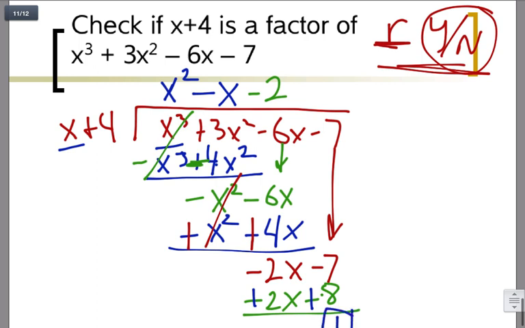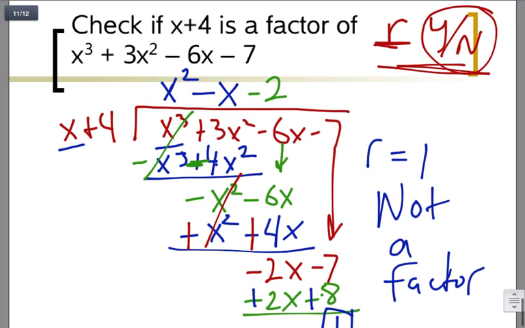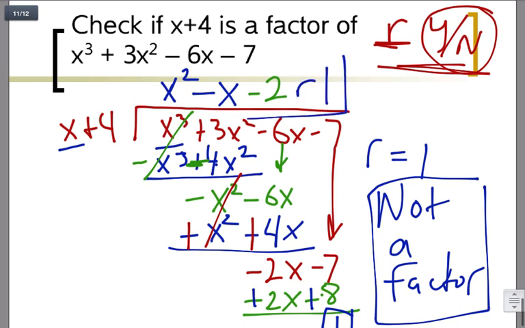Now again, because there's a remainder of 1, it means this is not a factor. The only way to have a factor is if there is no remainder, because that means it goes in evenly. So this has a remainder of 1. If you have a remainder, it's not a factor. If there is no remainder, then it is a factor. So that's all you're actually checking for. So it means do the long division. Do you have a remainder or not?